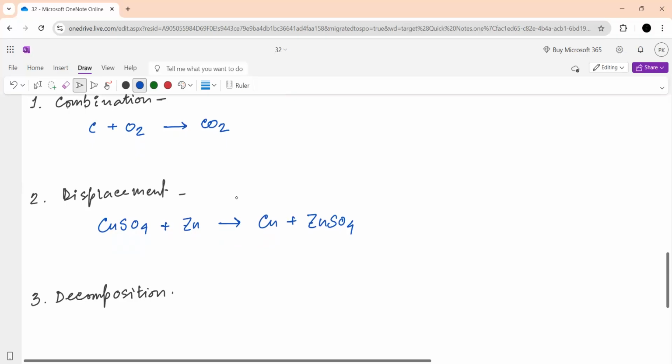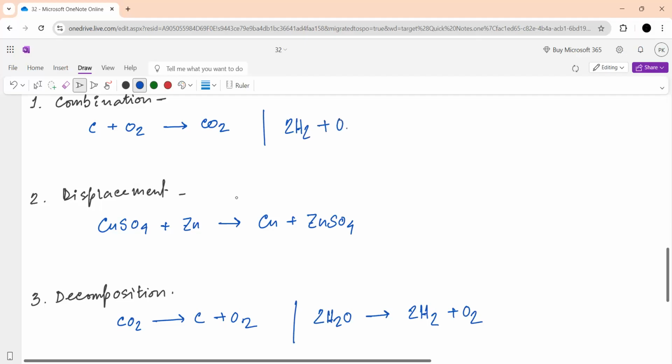Decomposition is just the opposite of combination. Okay. So if I write CO2, this goes to C plus O2. That is decomposition reaction. Also, if I write 2H2O, this goes to 2H2 plus O2. This is also decomposition reaction. Okay. Ma'am, displacement is also another name for redox reaction, right?